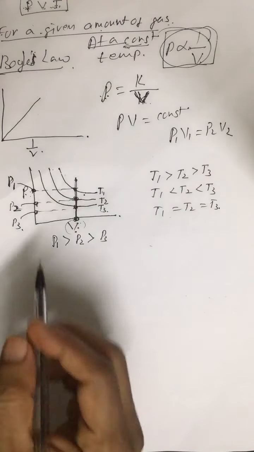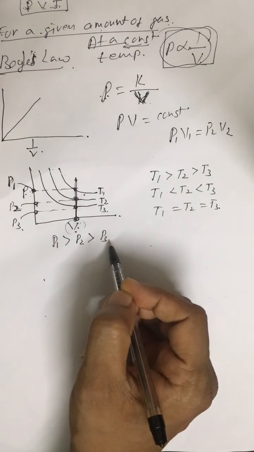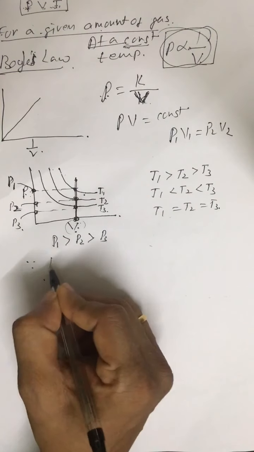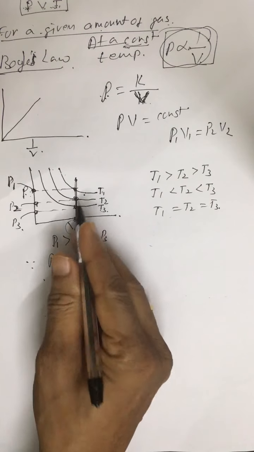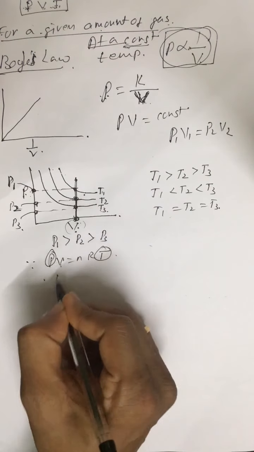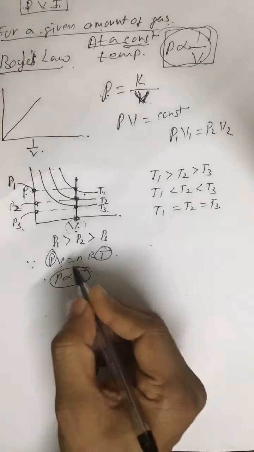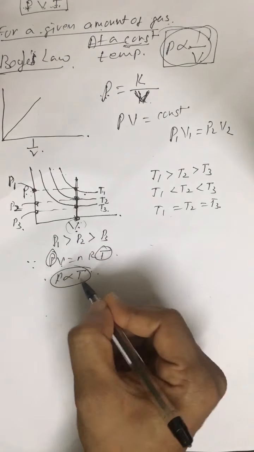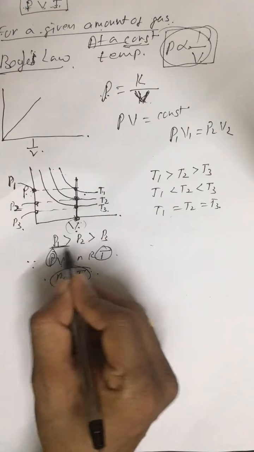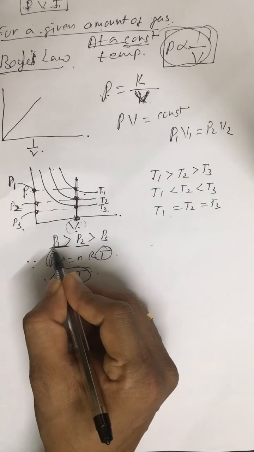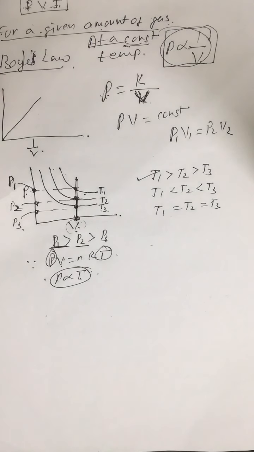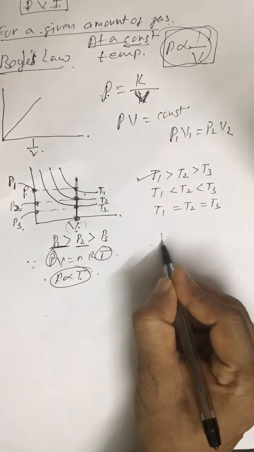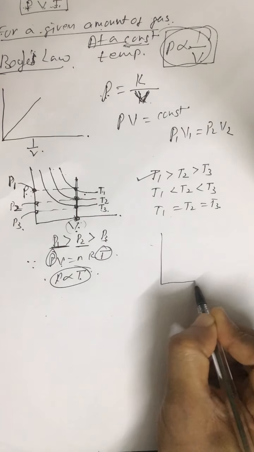Since P1 is greater than P2 is greater than P3, and we know that PV equal to nRT, volume is kept constant and pressure is directly proportional to temperature. From PV equal to nRT, you can say pressure is directly proportional to temperature, and since P1 is highest and P3 is lowest, similarly you can say T1 is highest and T3 is lowest. Or look at one more case, you try to figure it out.